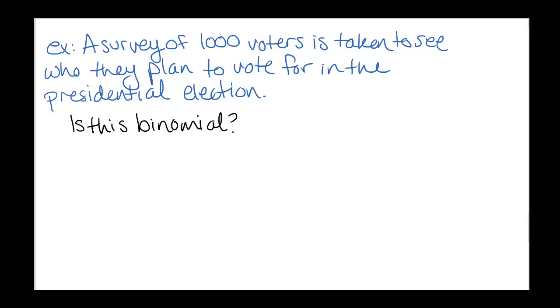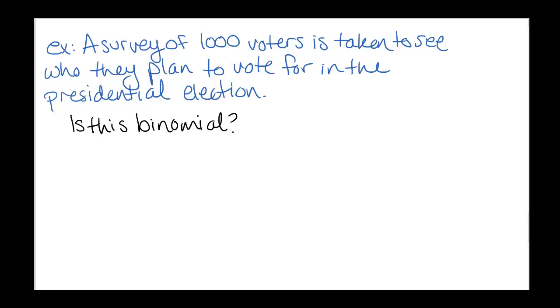One more example to look at. Here we have a survey of 1,000 voters taken to see who they plan to vote for in the presidential election. So is this a binomial probability problem? Well, we have to have repeated trials that are independent. Now, repeated trials could be considered the survey of each one of the voters, so that condition is met.